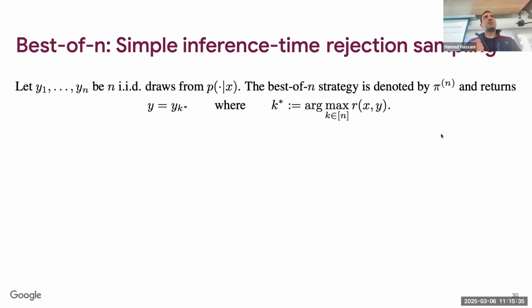Implicitly, this process defines a new distribution we're sampling from, which I call pi n, where pi 1 is just P, the reference model, and pi n is now hopefully going to be more safe.